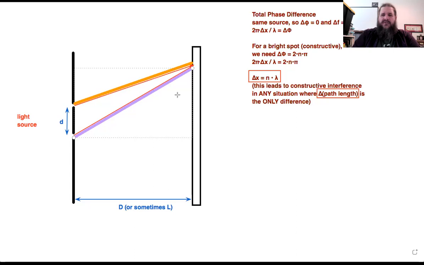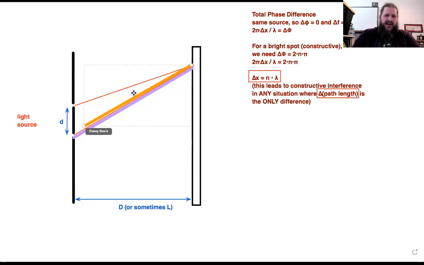But we need to know how much longer. Delta x is all about how much longer the longer path is. So if you imagine rotating this but keeping it the same length, if we take this shorter path, let's call that x1, and swivel it down, x2 is x1 plus a little bit extra. That little bit extra is delta x. So this little bit of extra distance is the delta x that causes the interference.